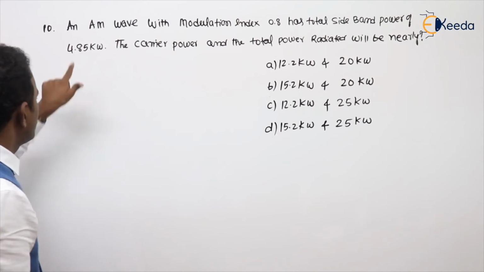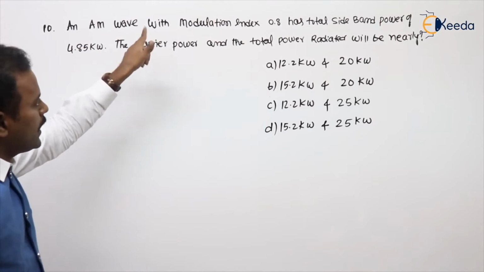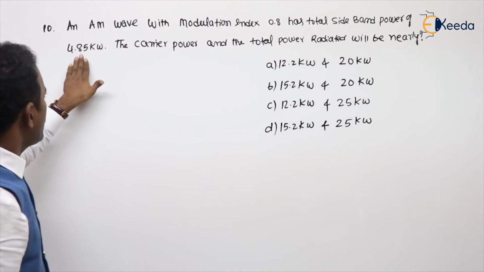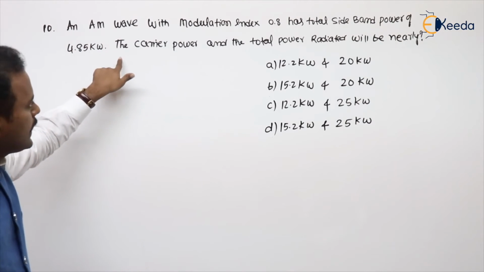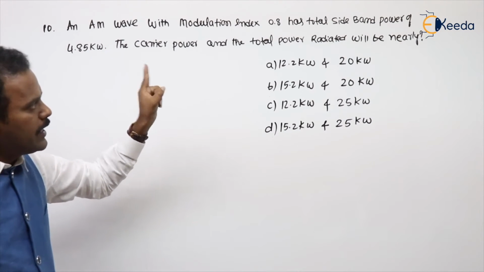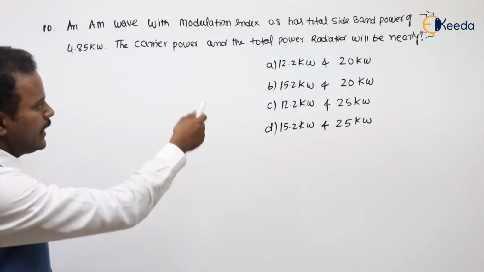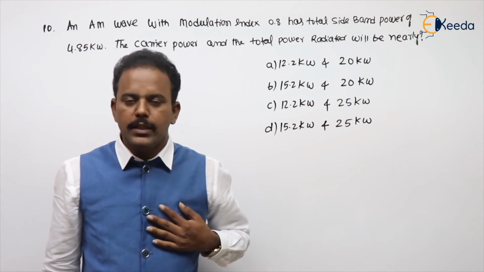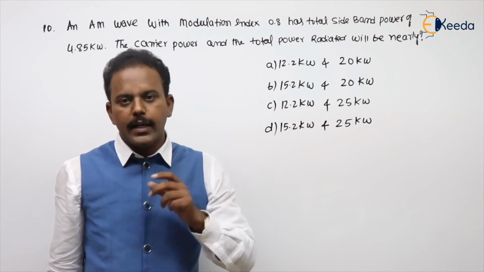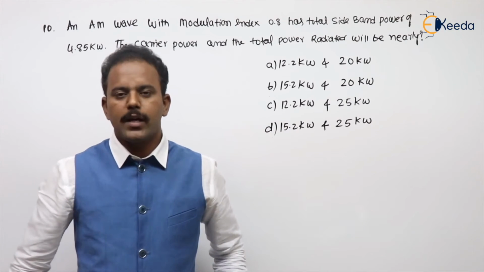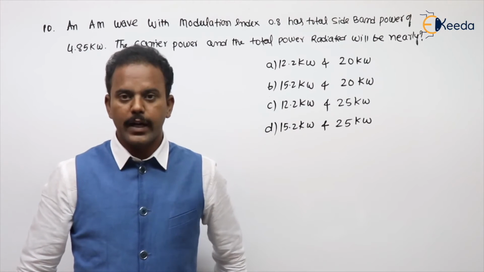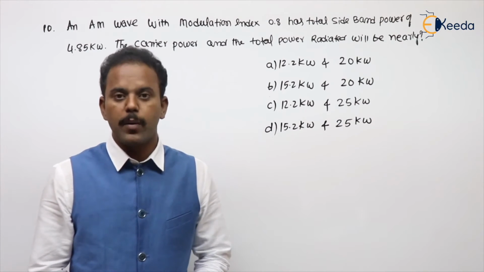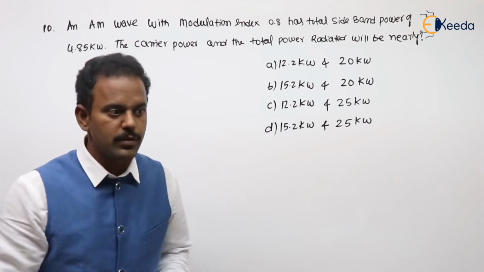See the problem. An AM wave with modulation index 0.8 has a total sideband power of 4.85 kilowatt. The carrier power and the total power radiated will be nearly, and some options are given. When we are solving problems in engineering service examinations, we can take the help of the options also, because a calculator is not allowed. How can we solve engineering service problems without a calculator? You can understand in this problem. I showed it previously also, here also you will get it.